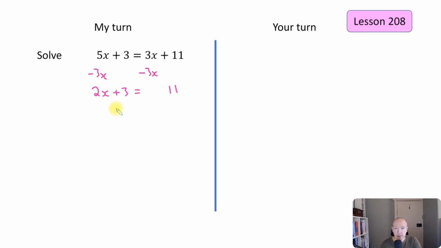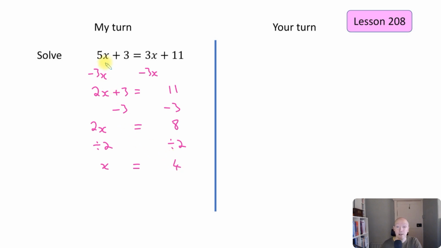Okay, I've got a plus 3 I don't want, so let's take 3 from both sides. Equals underneath. 11 take 3 is 8. That'll be 2x. And I've got a times 2 I don't want, so the opposite is divide by 2. That'll be x equals 4. Okay, so I think x is 4.